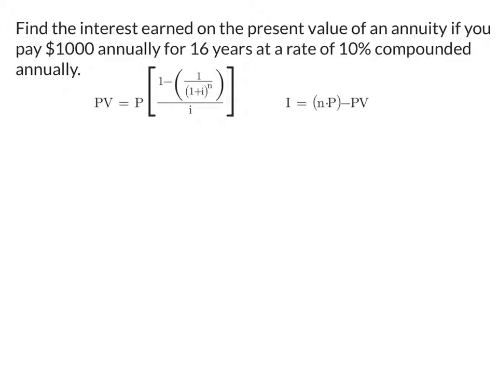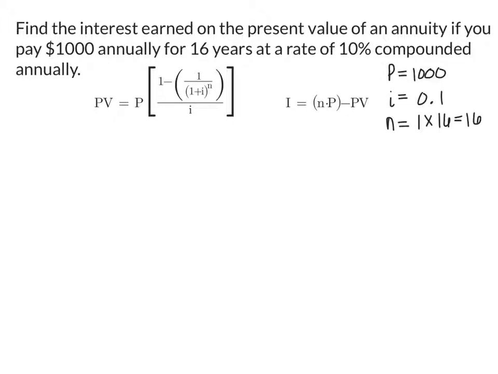First, we're going to find the present value of the annuity using the present value formula. Next, we'll take that value that we found for present value and substitute it into the formula for interest earned and solve for I. That will be our final answer.